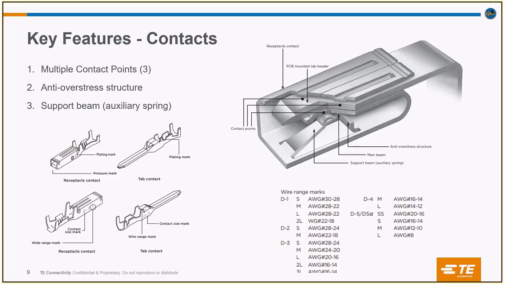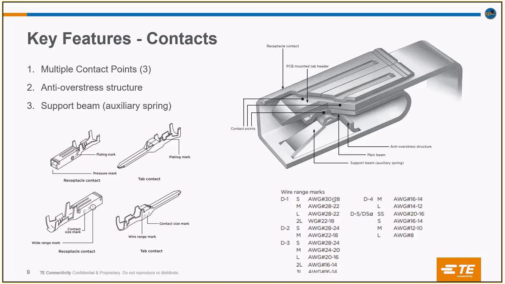But if you are trying to insert the contact into the auxiliary spring, since it is a spring, it will bend itself, and then when the wire is inserted, it will just collapse again. That is the function of that auxiliary spring or the support beam.